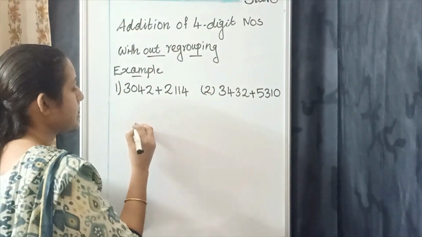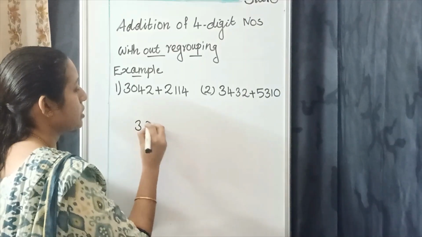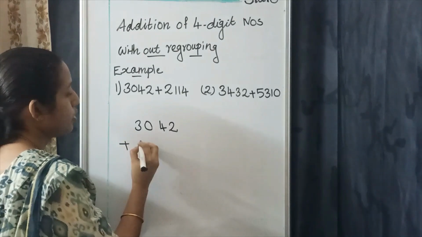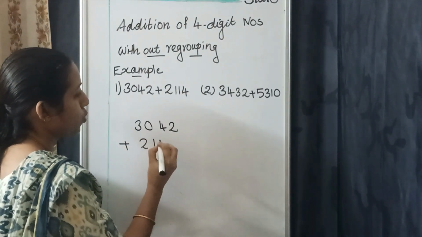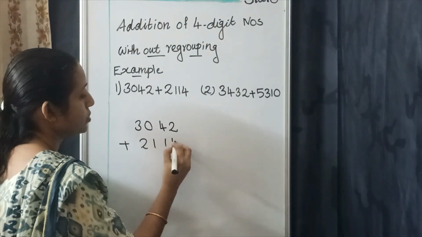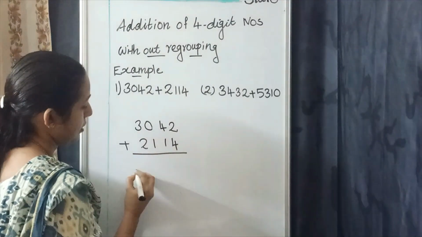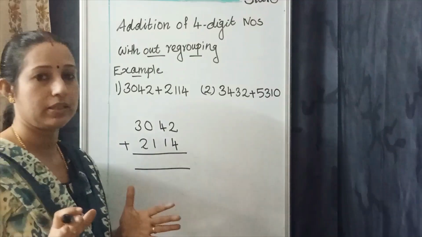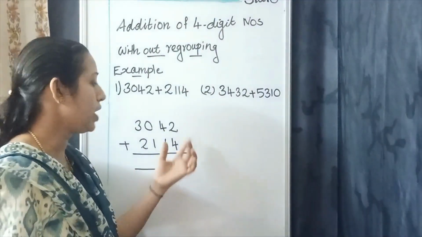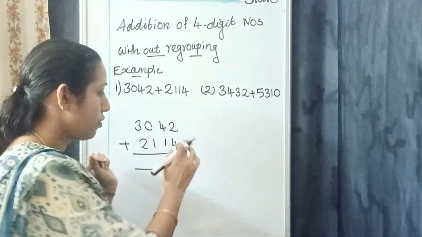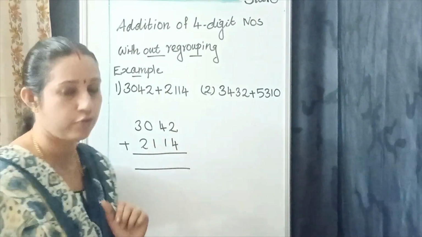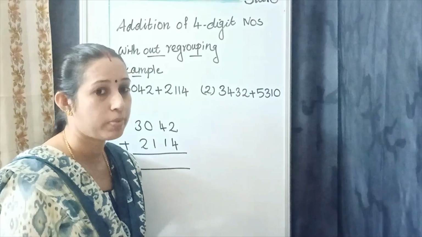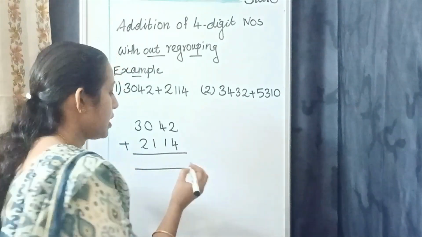So the first number is 3042, plus 2140. Draw this way, and in this space we write the answer. Same method of addition. Start from the ones place. The ones place digits are 2 and 0. 2 plus 0 is equal to 2. Very good. That we write here.